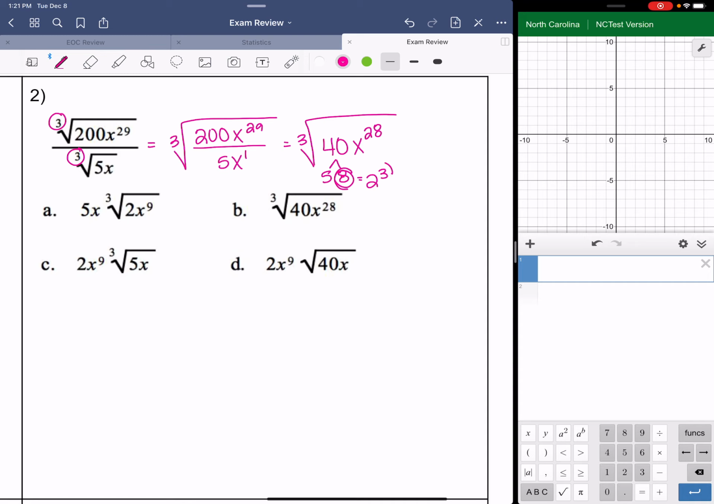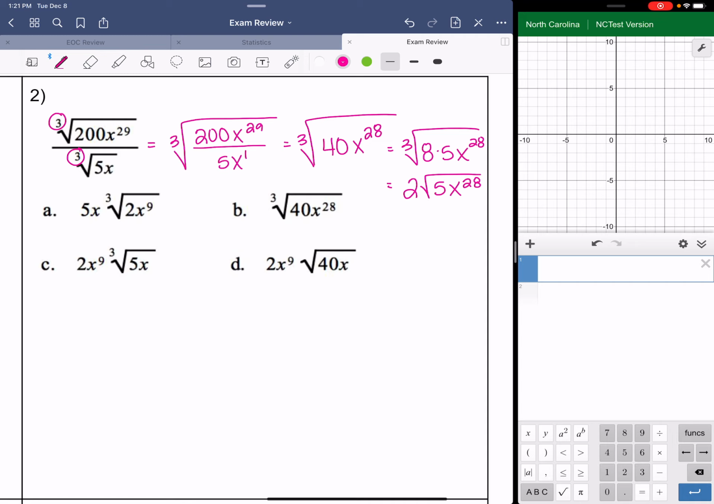So since this is equal to 2 to the third power, what I can do is take out the cube root of 8, which is 2. Okay, so what's going to happen here is I'm going to simplify that a little more so that we can see it. The cube root of 8 times 5x to the 28th. The cube root of 8 is 2, so I'm going to bring that out in front, and I still have 5x to the 28th inside.